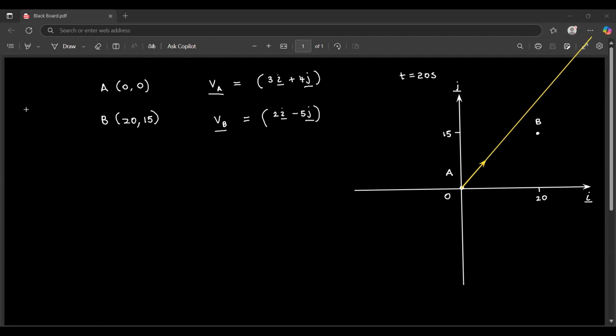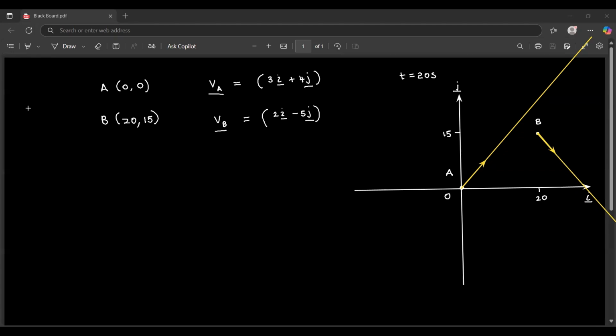And what about particle B? Well, that is 2i minus 5j. So 2 in this direction and minus 5 in this direction, so the particle is moving in this direction. The straight line path of B will look like this. So they are getting away from each other. Obviously, that's what they are telling.